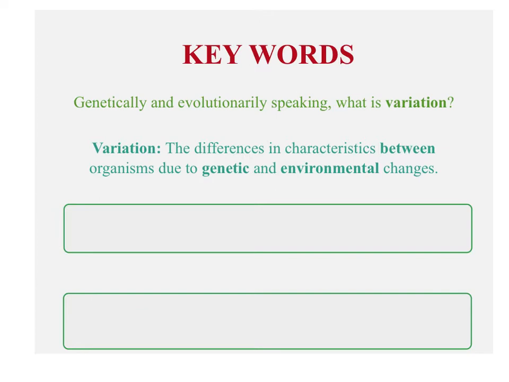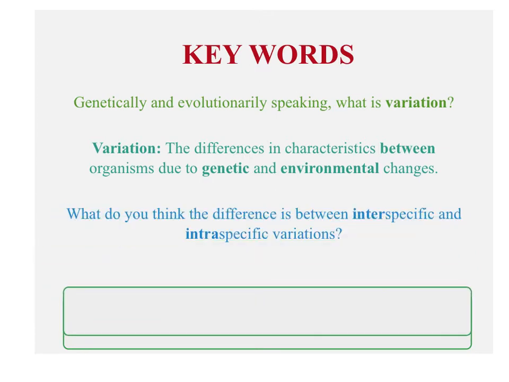And there are two different types of variation that we can look at. There's interspecific and intraspecific as well. Okay, so think about what you think those are. Think about what inter and intra means. Maybe you want to think about intermolecular and intramolecular. What do those prefixes mean in both of those cases? So pause and play again when you're ready to move on.